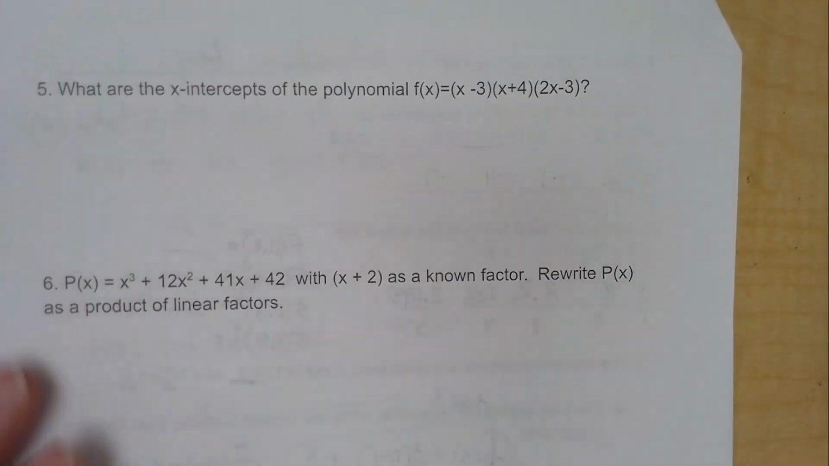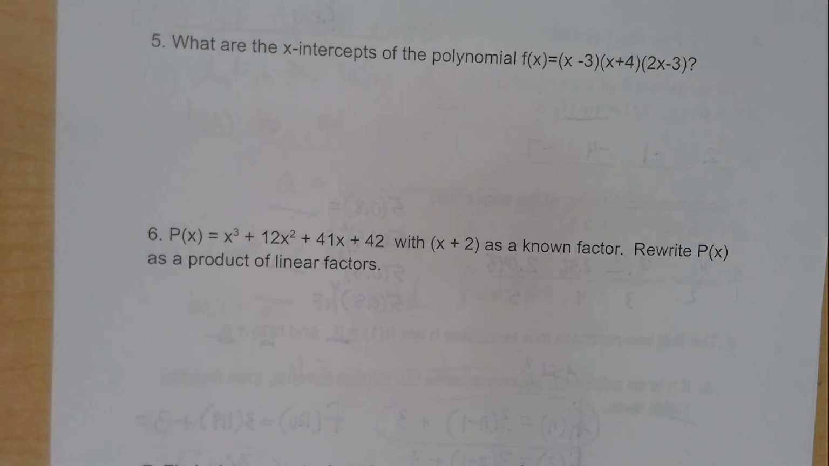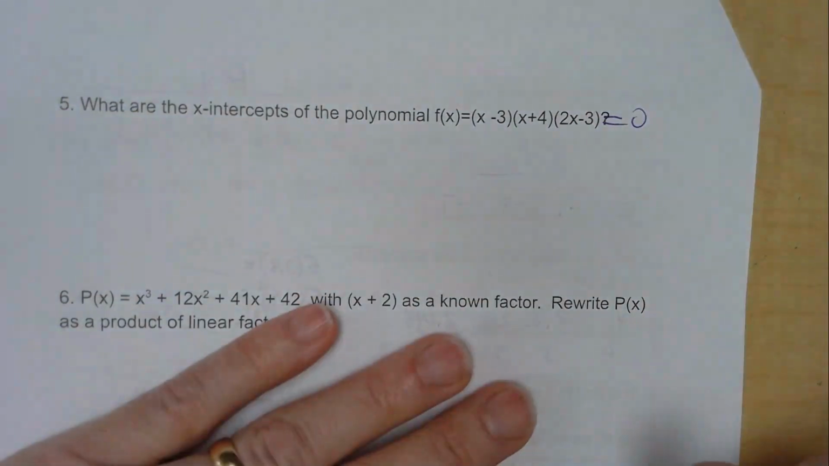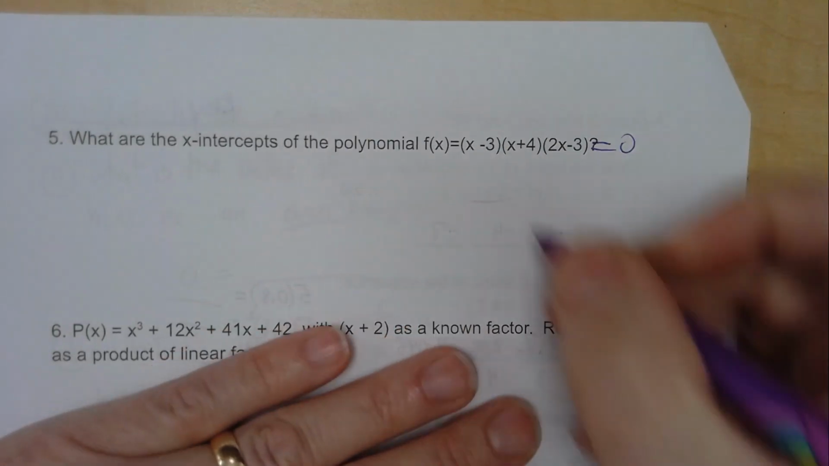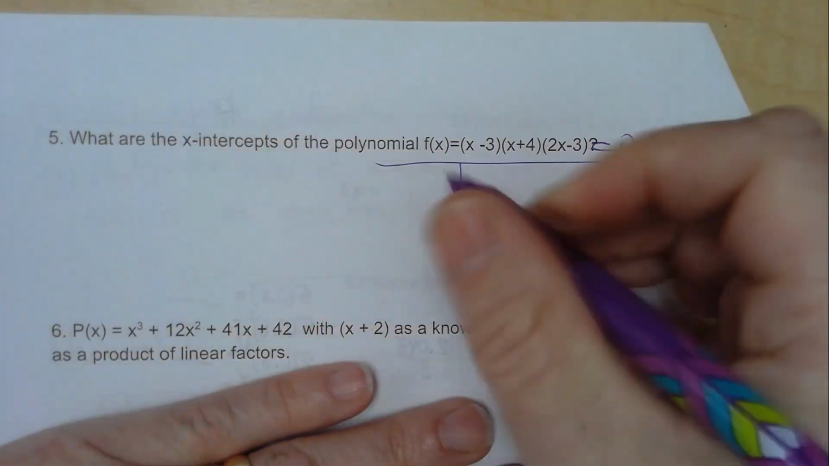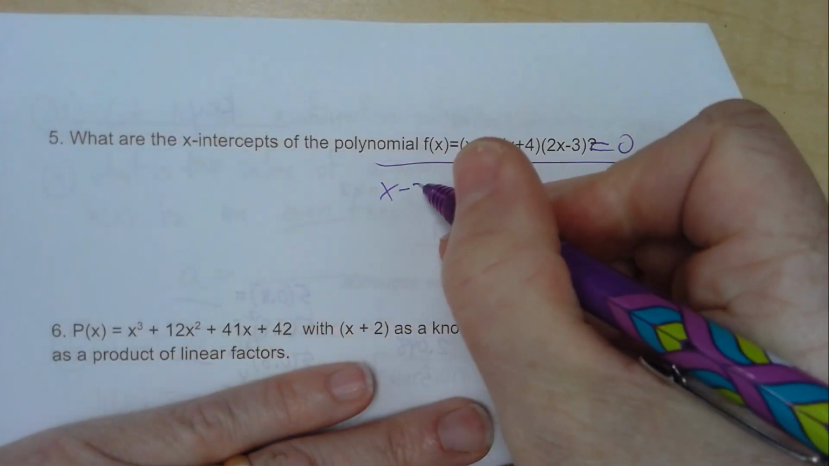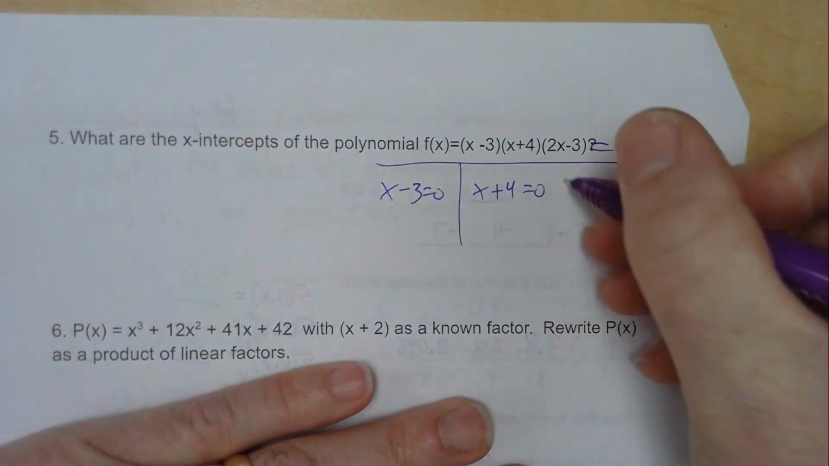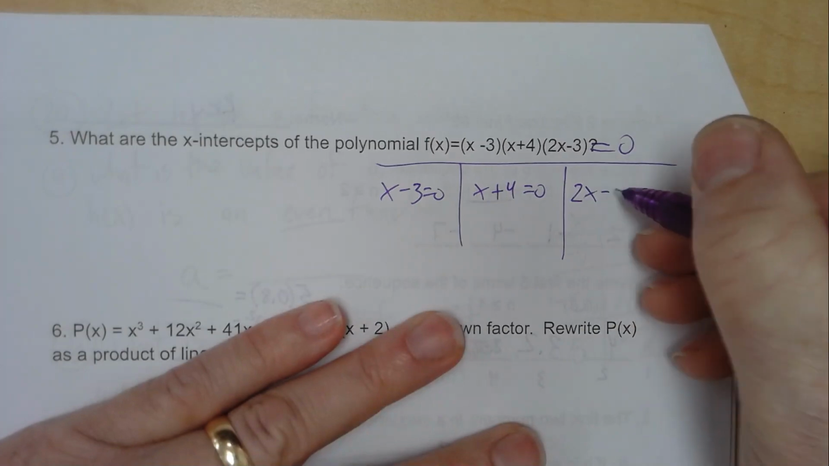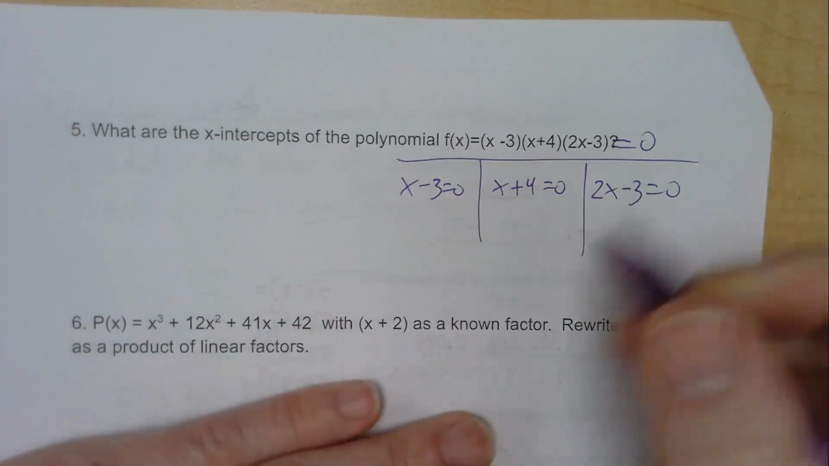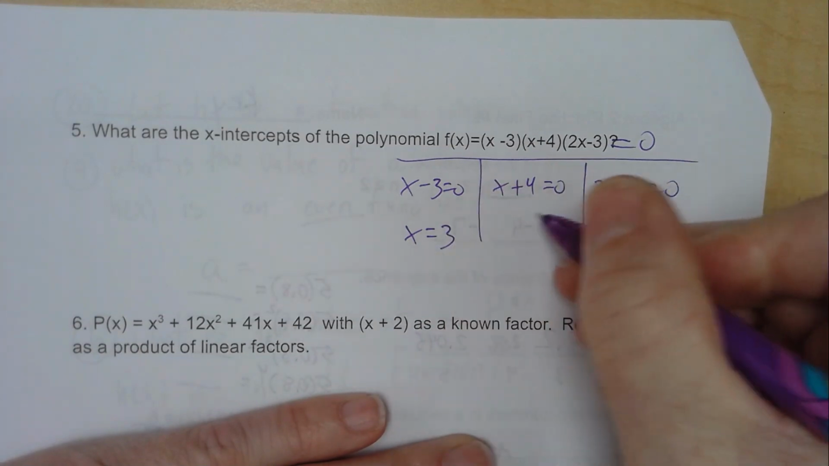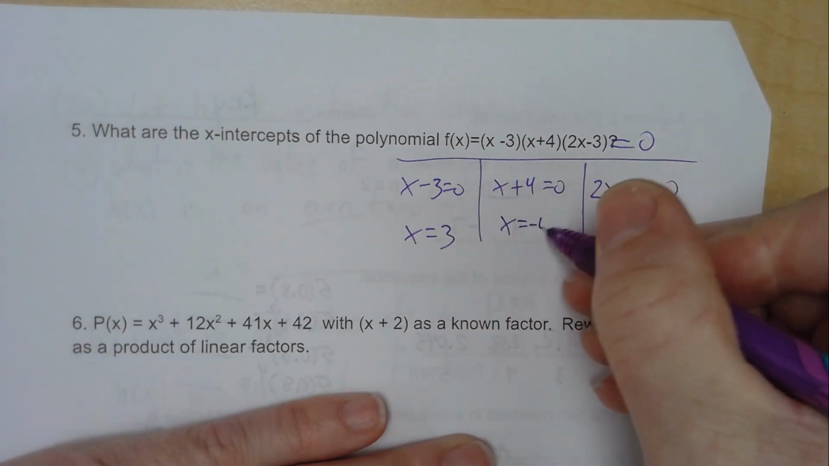Next page, we are finding x-intercepts. So we set your factors equal to 0 to find x-intercepts, and we use the zero product property. So we get x minus 3 is equal to 0, x plus 4 is equal to 0, and 2x minus 3 is equal to 0. Add the 3 over, x is equal to 3. Subtract the 4 over, x is equal to negative 4.